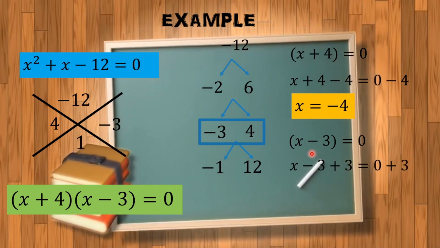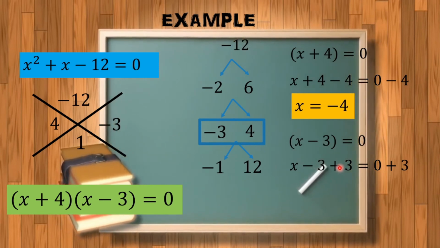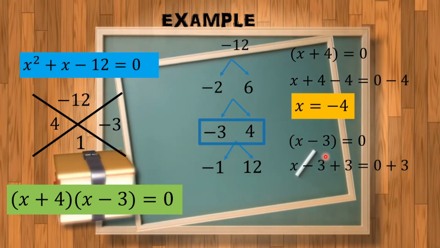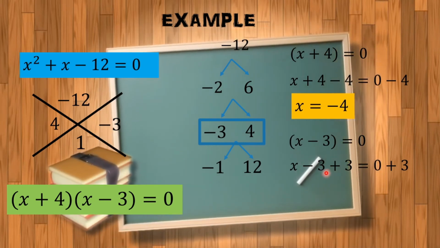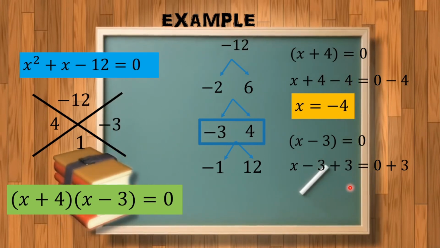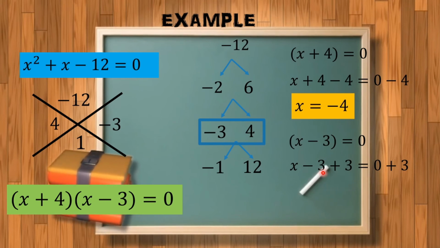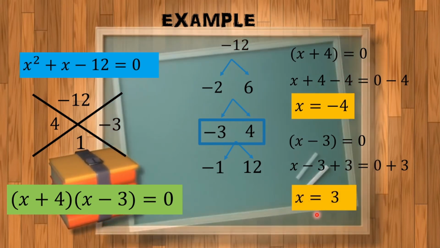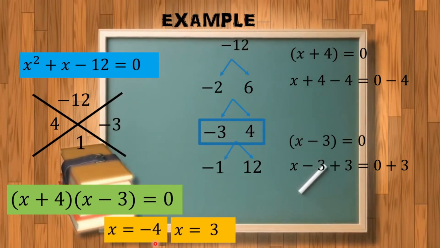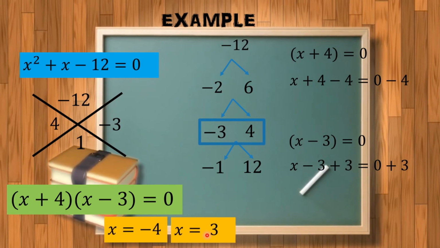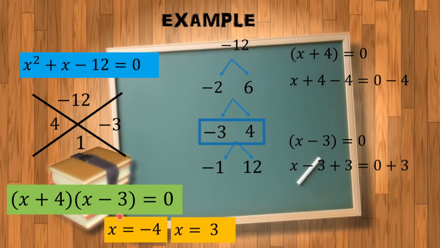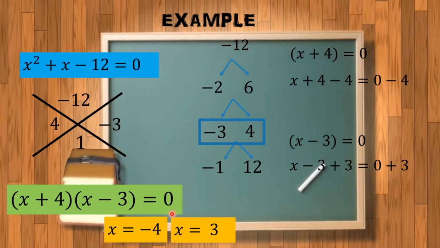And here is x minus 3 is equal to 0. So again, we need to transfer the negative 3 to the right side. To do that, we add the opposite sign of negative 3, and that is positive 3. We add positive 3 to both sides and perform the operation. So we have x is equal to 3. And now we have the roots x is equal to negative 4 and x is equal to 3. And our factors are x plus 4 and x minus 3 equal to 0.